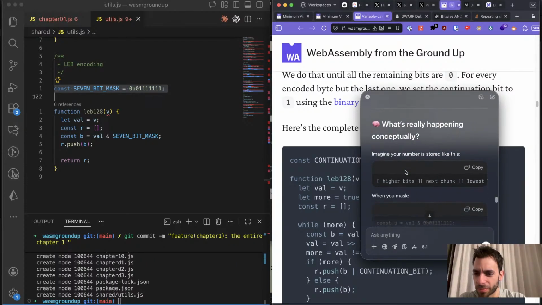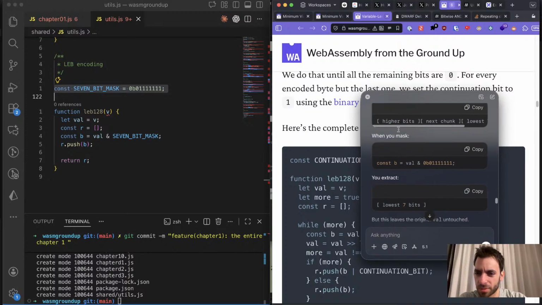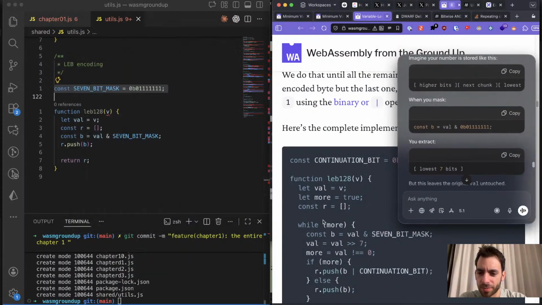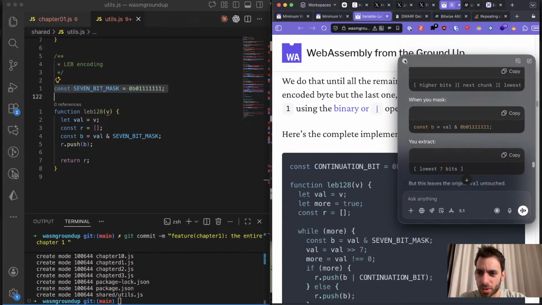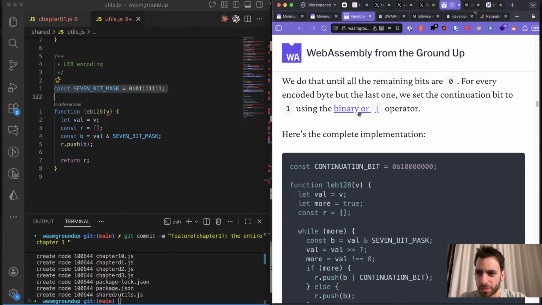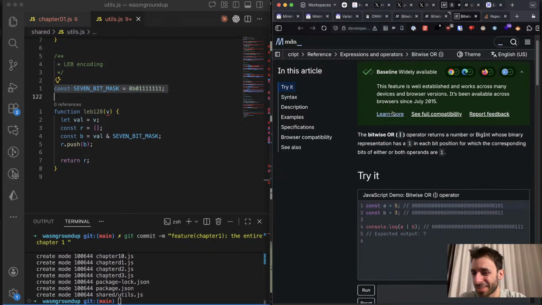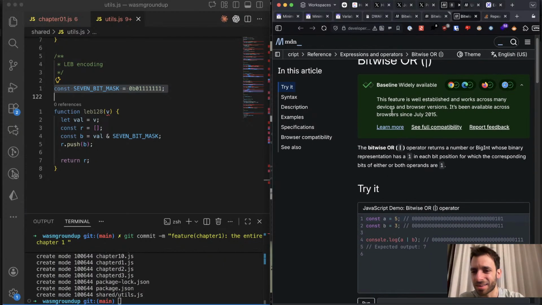What's really happening conceptually? Okay, I think we're good with this. So it's going to take the 7 bits and use the binary OR operator. I remember reading all of this a very long time ago, but it's something that I don't use, so I don't learn it. The bitwise OR operator returns a number or BigInt whose binary representation has a 1 in each bit position for which the corresponding bits of either operand are 1. Okay, that's good.